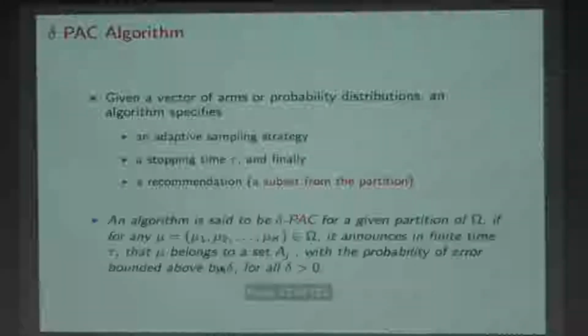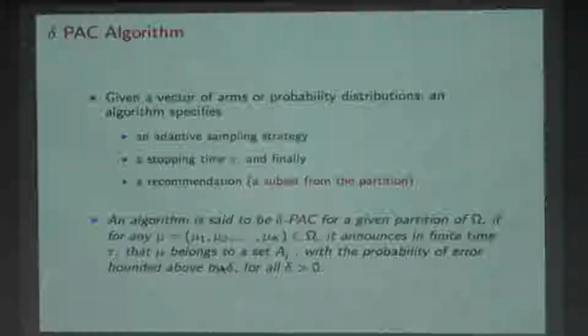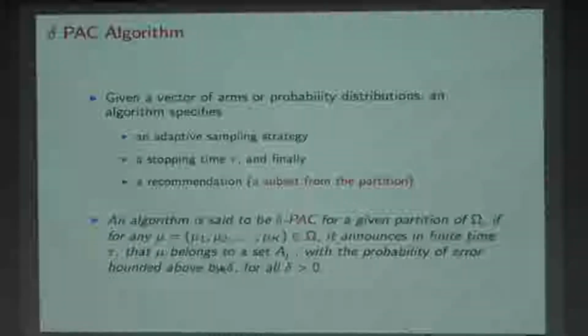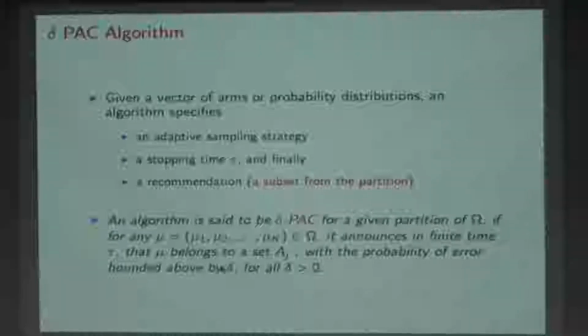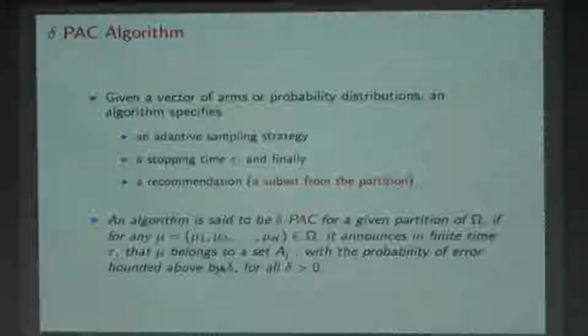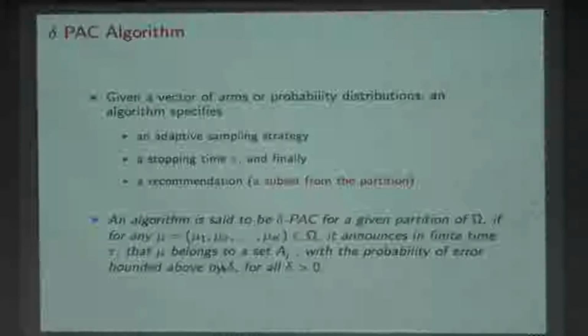And this is a delta pack algorithm. So an algorithm is said to be delta pack. So this is any algorithm. And it's said to be delta pack for a given partition of omega if for any mu, this is just a vector of distributions in omega, it announces in finite time, tau, that mu belongs to a partition aj with probability of error bounded from above by delta. Right, so these are properties we are going to demand from the algorithm.